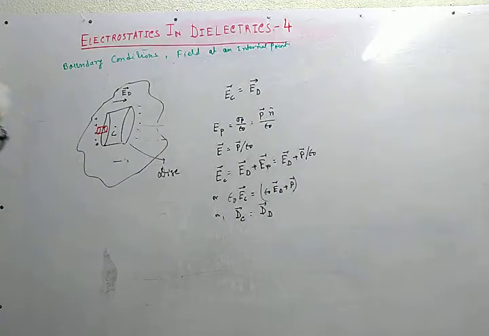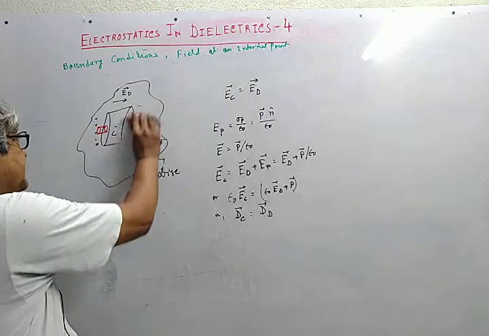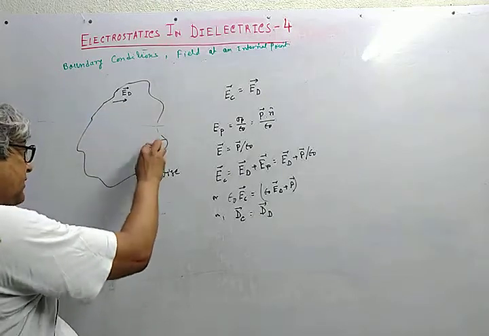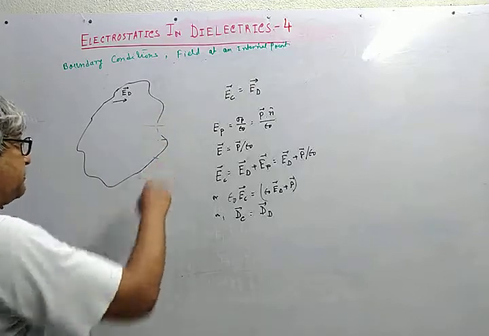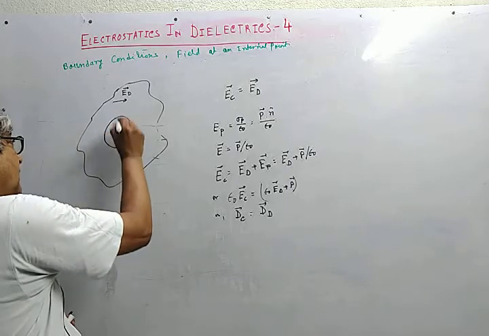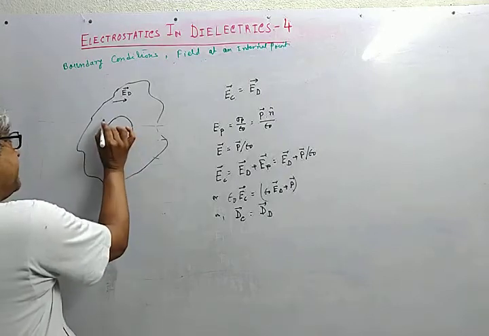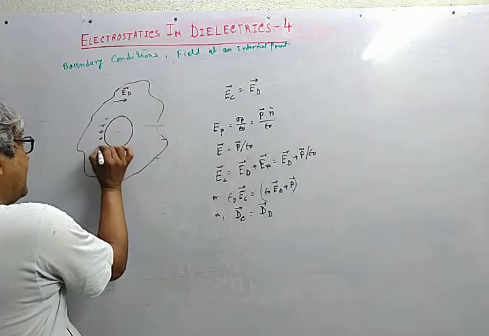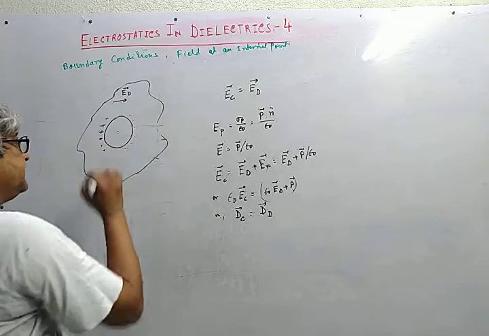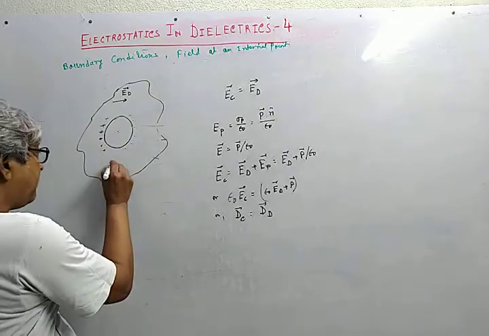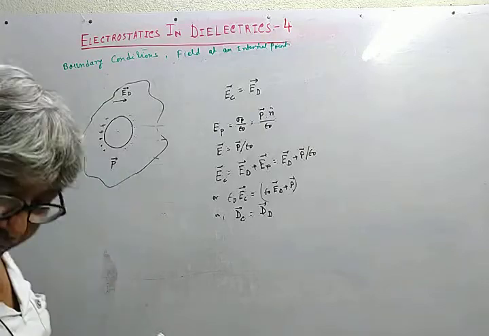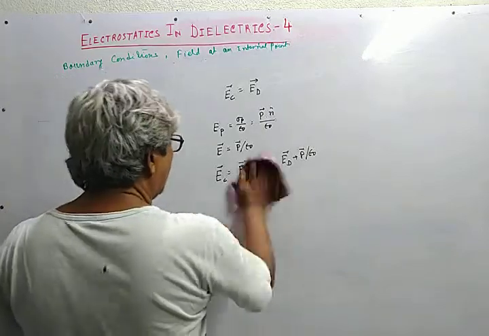Lastly, the most important one is the spherical cavity. A cavity is dug out in the form of a sphere, and our aim is to find out the field at the center. This is a spherical cavity, and we assume that, as before, it is placed in a uniform field, where the polarization is uniform, and I will perform this calculation in detail.